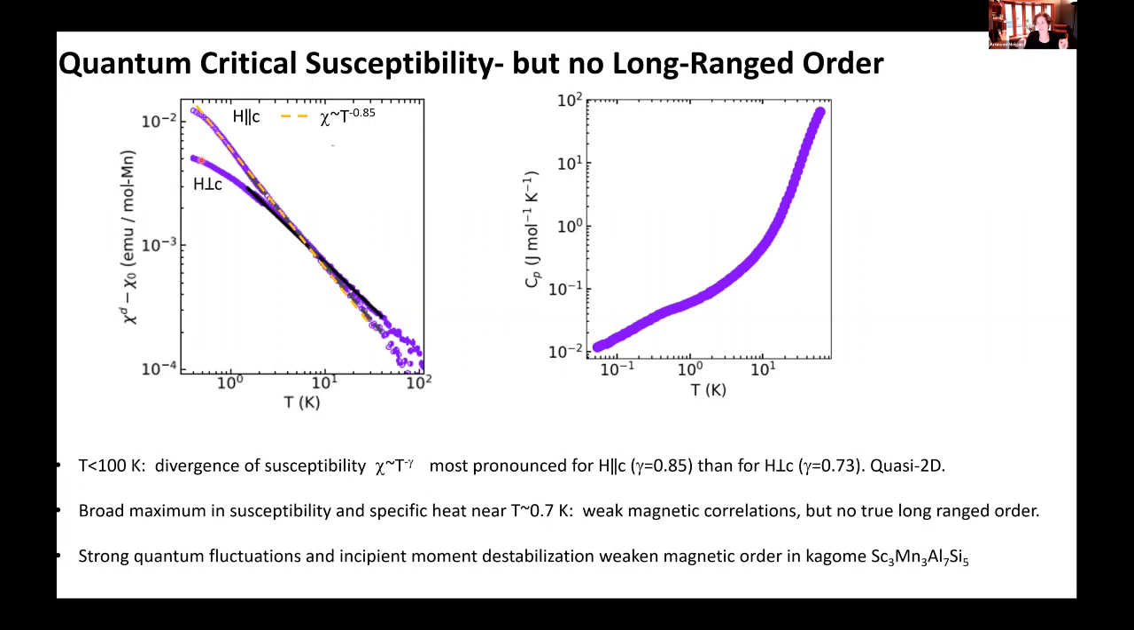So this is great. This is exactly what we would need. This broad peak is also seen in the specific heat, which is plotted over here. And again, indication that at best we get short-range interactions and we evade true magnetic order in this compound.